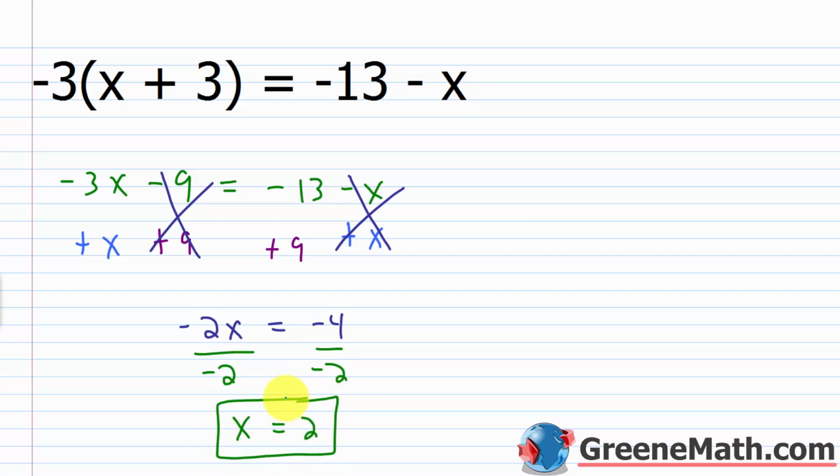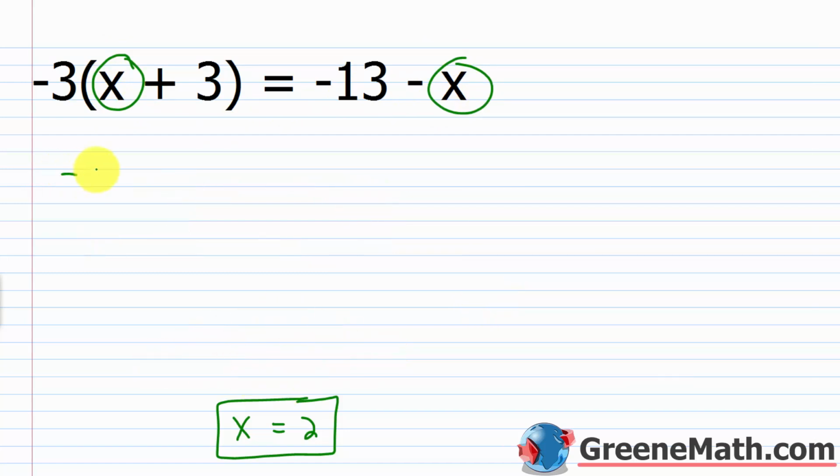So for this equation, it's conditional, right? It's true if x equals 2, but it's false under any other circumstance. So let me prove this. If I plug in a 2 here and here, I'm just plugging in for x, I will get a true statement. So let's erase this.